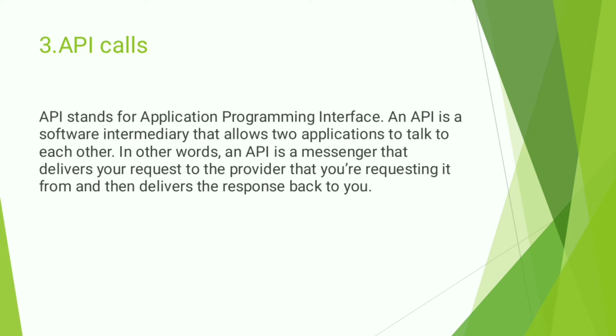If we talk about the API calls, API stands for Application Programming Interface. An API is a software intermediary that allows two applications to talk to each other. This means your virtual assistant is asking another application to perform a specific task which you needed. There will be something like a conversation between your virtual assistant and some application, and then your virtual assistant will take the needed output from that application and gives you the output.